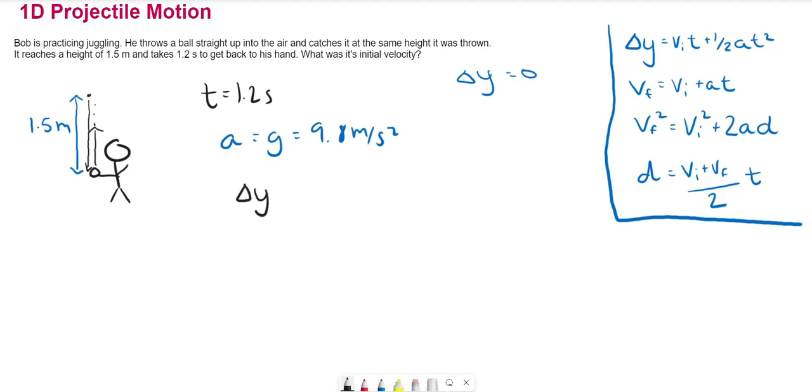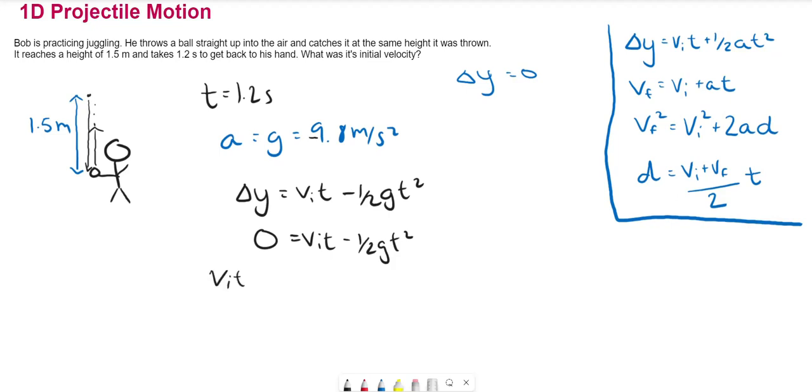So we have delta y equals v initial times time, and then plugging in negative g, since g is directed downward, we have negative 1/2 g t squared. We know that our total displacement, delta y, is 0, so we can just plug in 0 here. We have v initial t minus 1/2 g t squared. So let's move 1/2 g t squared to the other side.